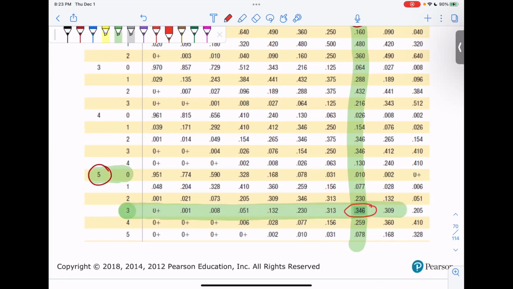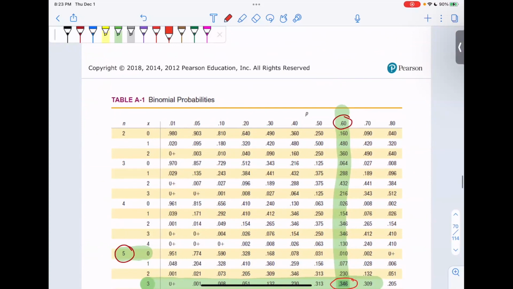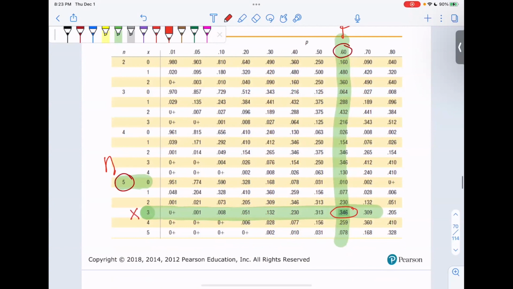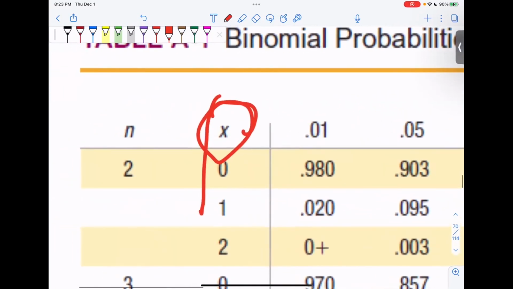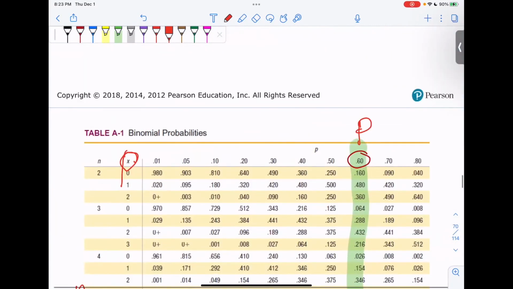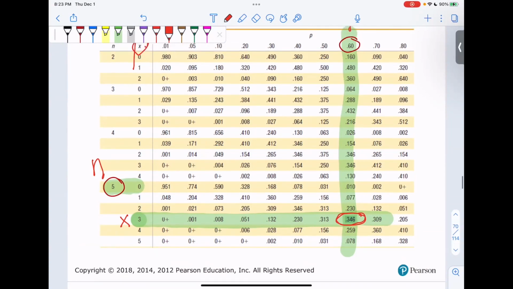I know it's not really clear from here, but I just took a screenshot of the table in the back of your book. So you need 3 things: n, p, and x. Those values are the values of X right here. So this is X. If we do so, it will find the probability equal to 0.346, which is this one.